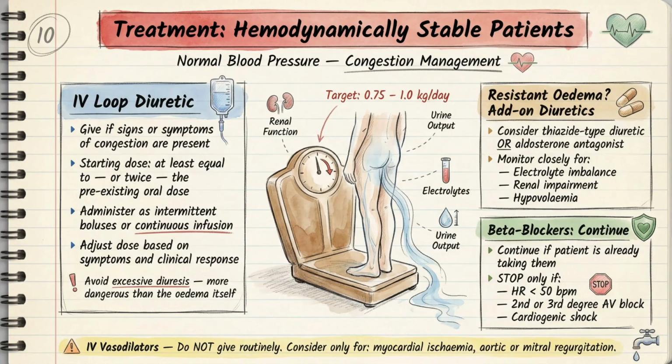What about beta blockers? If the patient is already taking them, continue. Do not routinely stop. Only stop if heart rate falls below 50, second or third degree AV block is present, or the patient is in cardiogenic shock. Final caution. IV vasodilators should not be given routinely in stable patients. Consider only for myocardial ischemia, aortic, or mitral regurgitation.